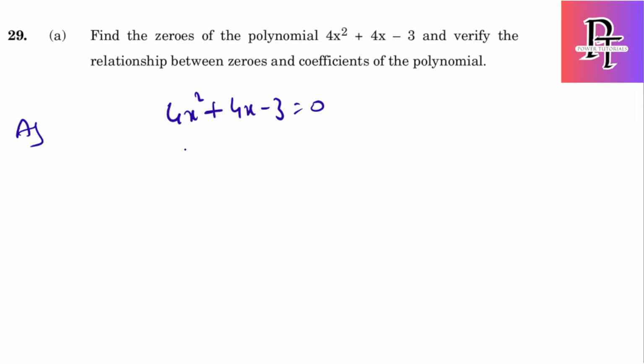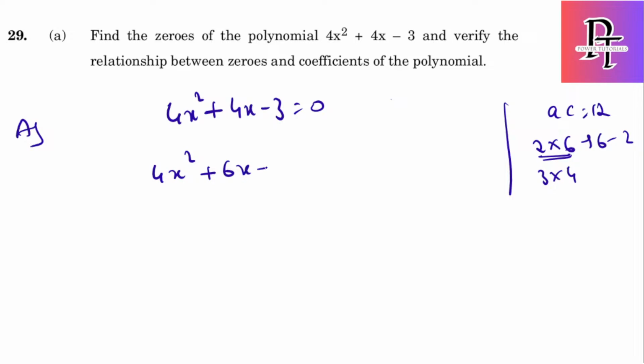To get the zeros of any polynomial, you can solve two ways, either using the factors method or the quadratic equation formula. I will use the factors method. It is 4 into 3, so first you have to get the AC value. AC value is 12. Let's write the factors of 12, which are 2 into 6, 3 into 4. I need to get 4 here, so I will use 6 minus 2. So simply it becomes 4x square plus 6x minus 2x minus 3 is equal to 0.